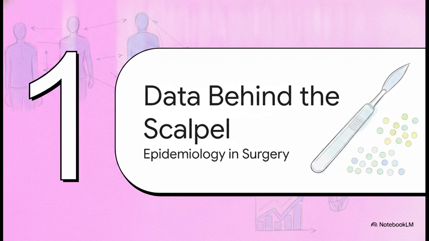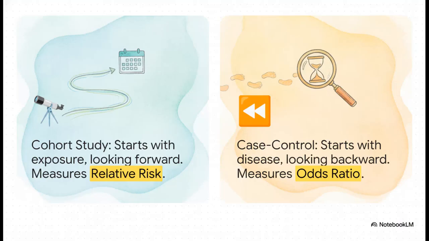This is all about epidemiology in surgery. Before a surgeon ever even steps into the OR, they're relying on population data to predict risk. Think of it like this. If researchers want to link a risk factor to a disease, they basically have two ways to do it. They can look forward in time, that's a cohort study, starting with an exposure to find the relative risk. Or they can hit rewind. They look backward with a case control study, starting with people who already have the disease to figure out the odds ratio of something they were exposed to in the past.